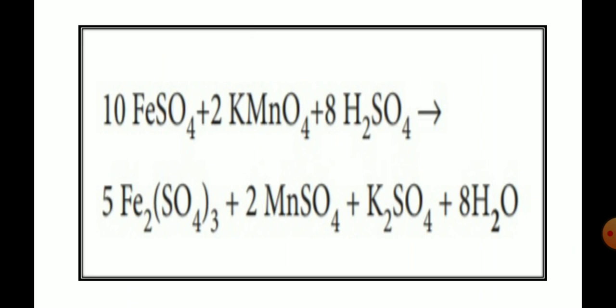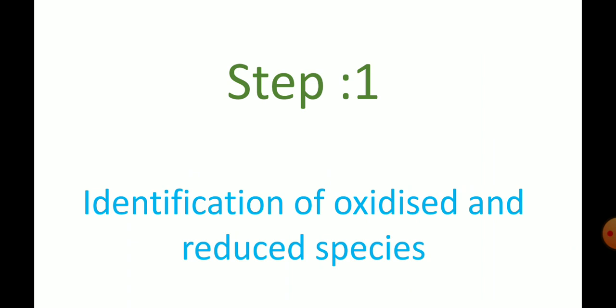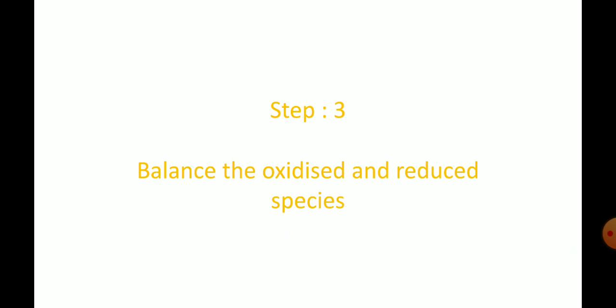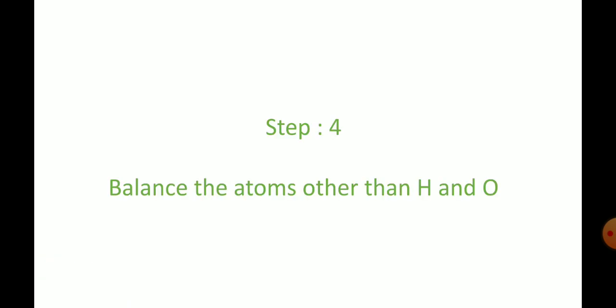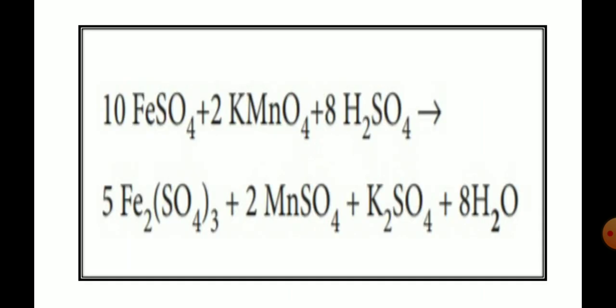Dear students, are you clear how many steps it contains? It contains 5 different steps. What is step number 1? Identification of oxidized and reduced species. In the given equation, you have to identify which species is oxidized and which species is reduced. In step number 2, we have to follow a method called the crisscross method. Step number 3 is to balance the oxidized and reduced species alone. Step number 4 is to balance the atoms other than hydrogen and oxygen, and finally balance hydrogen and oxygen to produce the balanced redox chemical equation.